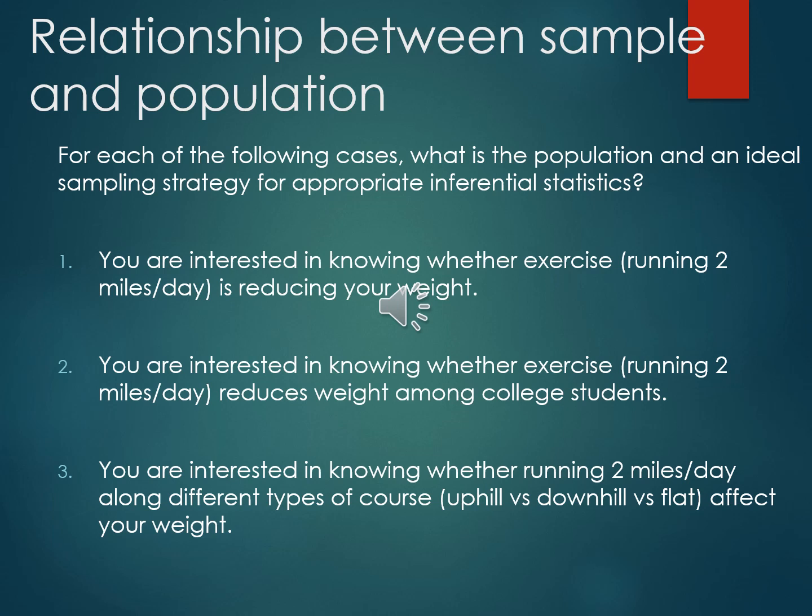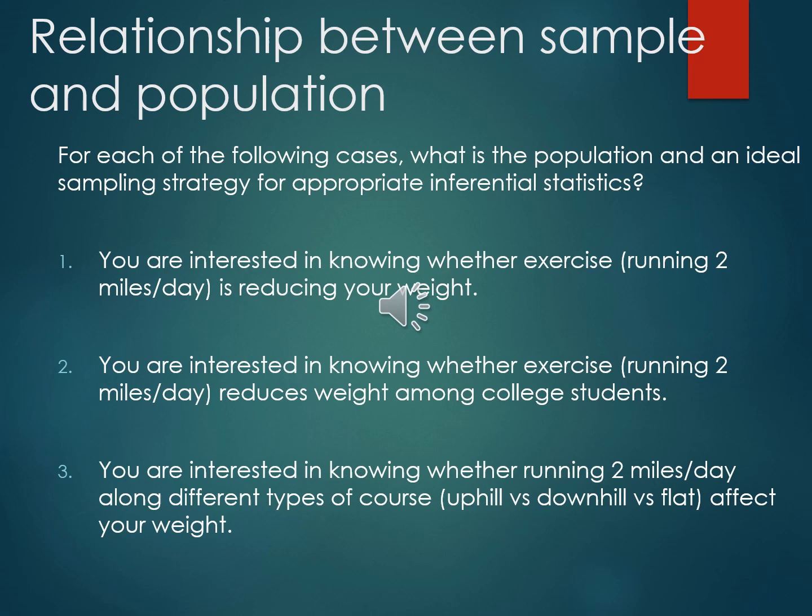Contrast this with the question, the issue number one. In the number one case, your representative sample should be about the time, not about the people, because you are interested in only your weight. In the number three, now you are interested in knowing whether running 2 miles a day along different types of courses, such as uphill, downhill, or flat course, affects your weight. So in this case, the question that you are interested in is still you.